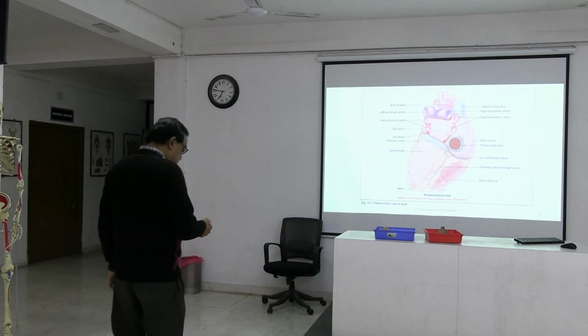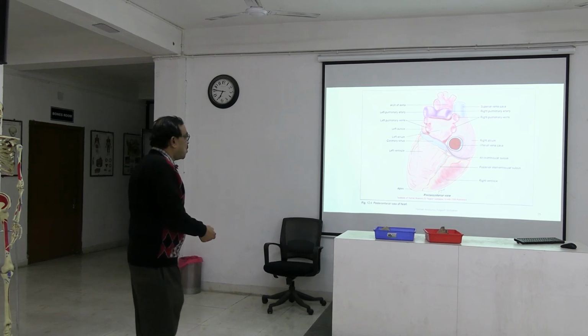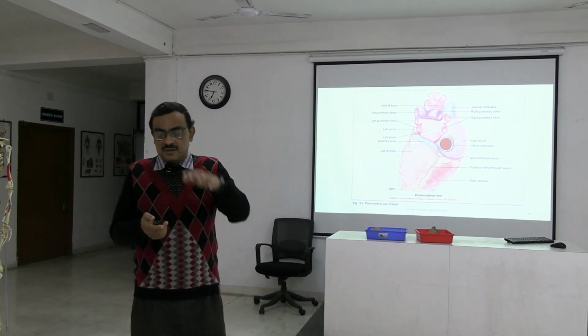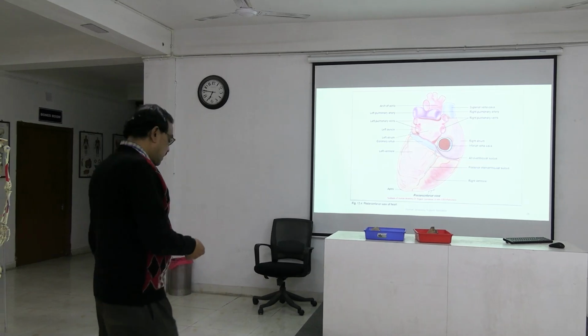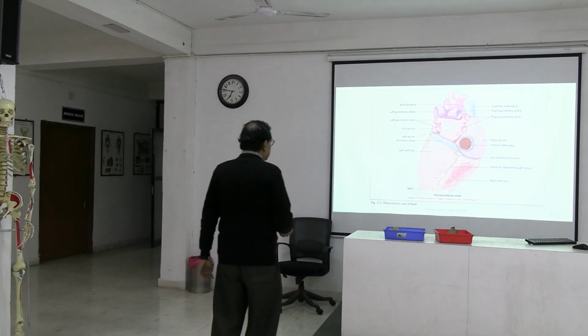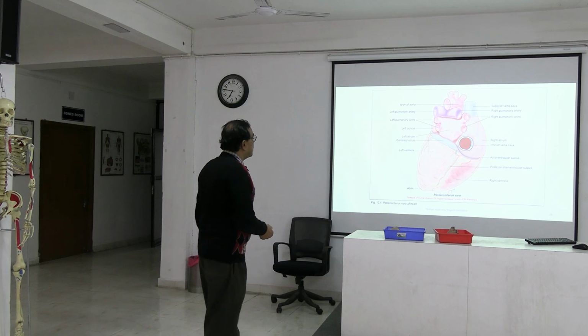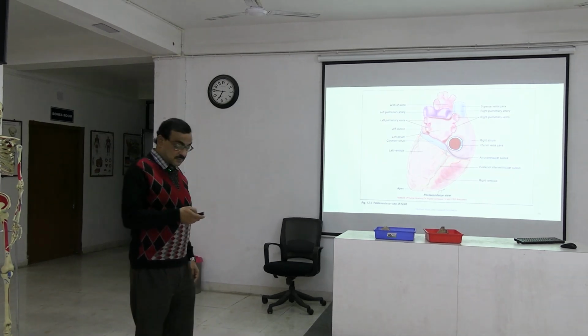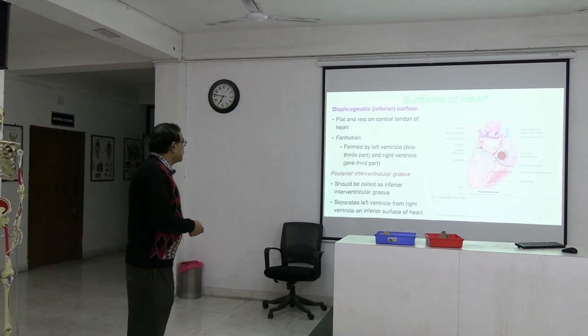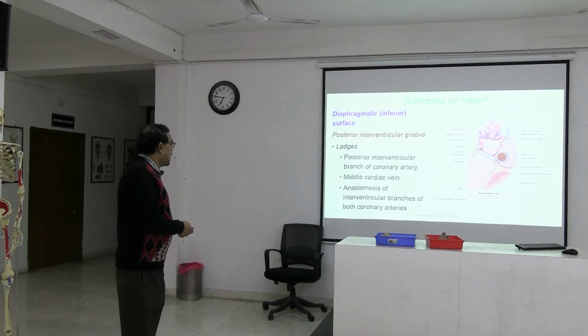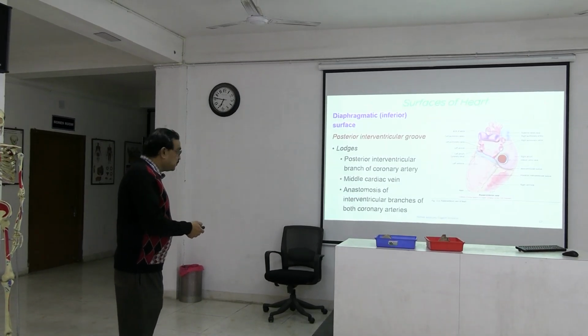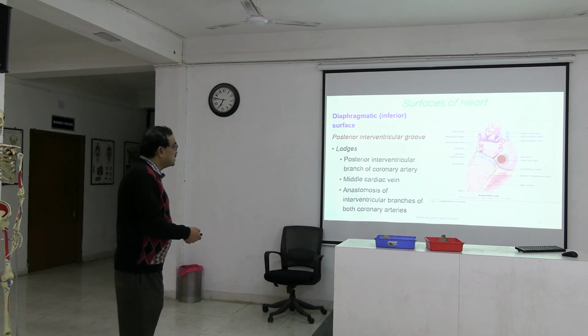Now we can see the inferior surface. This is the inferior or diaphragmatic surface, which lies on the diaphragm. It is majorly contributed 2/3 by the left ventricle and 1/3 by the right ventricle. And there we can see a groove. This is the posterior part of the interventricular groove, where there is a branch from the right coronary artery, which is called the posterior interventricular branch of the right coronary artery.